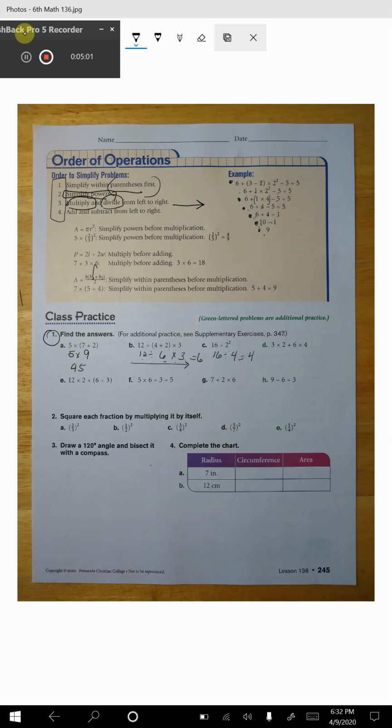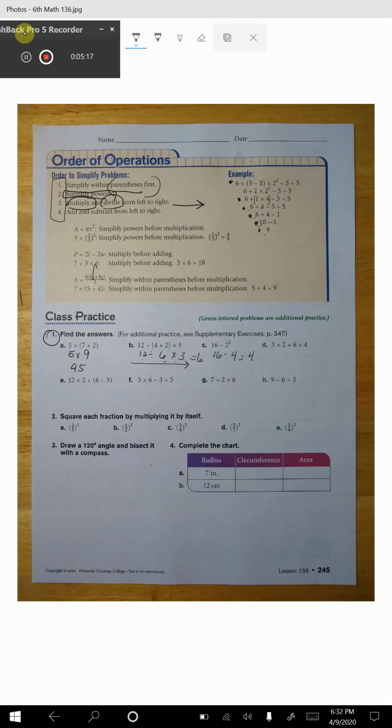In D, I don't have any parentheses. I don't have any exponents. The only thing I see is that I have this plus in between two multiplication problems. I'm going to do those two multiplication problems first. Let me get rid of that so I don't get so confused.